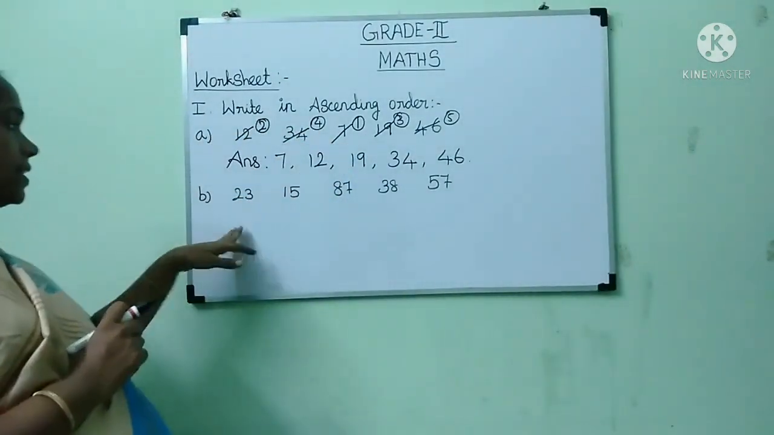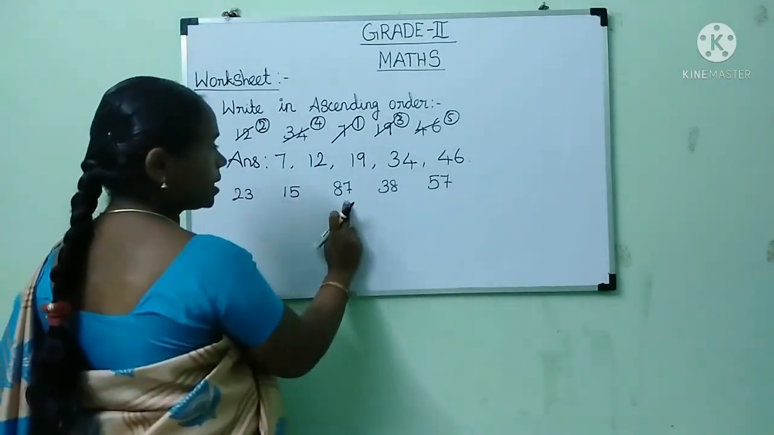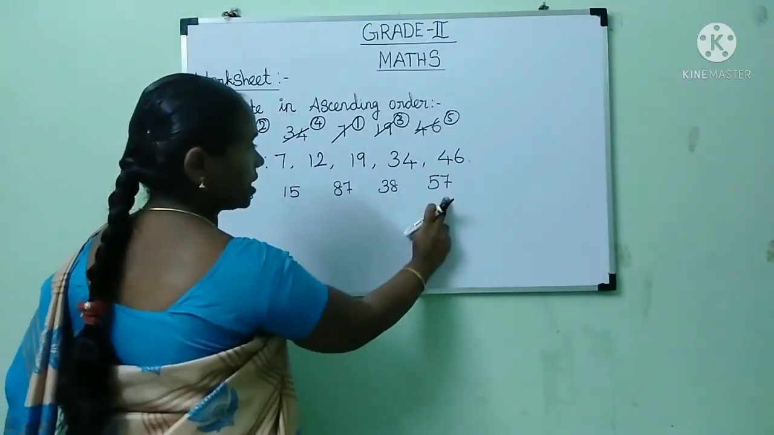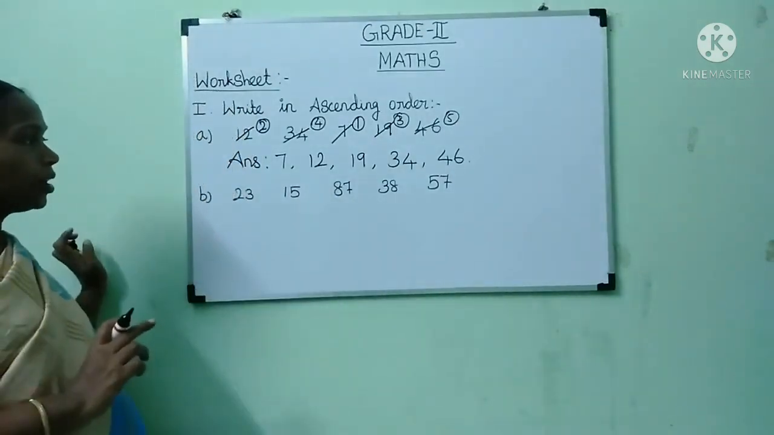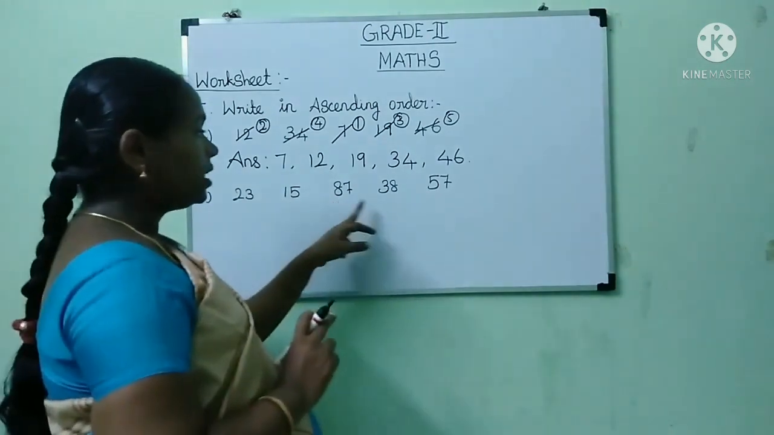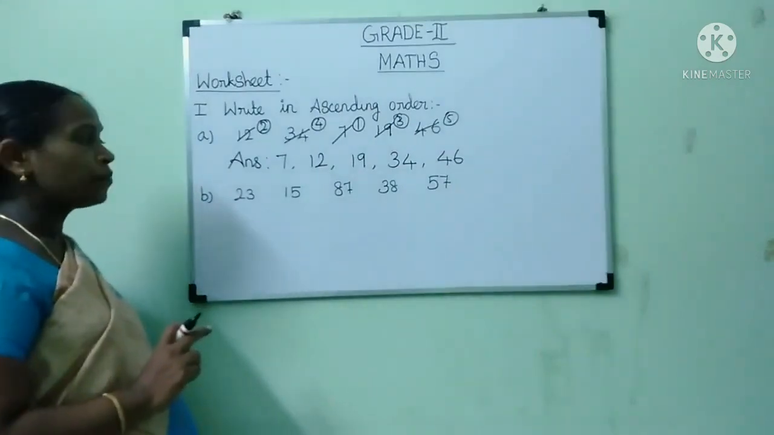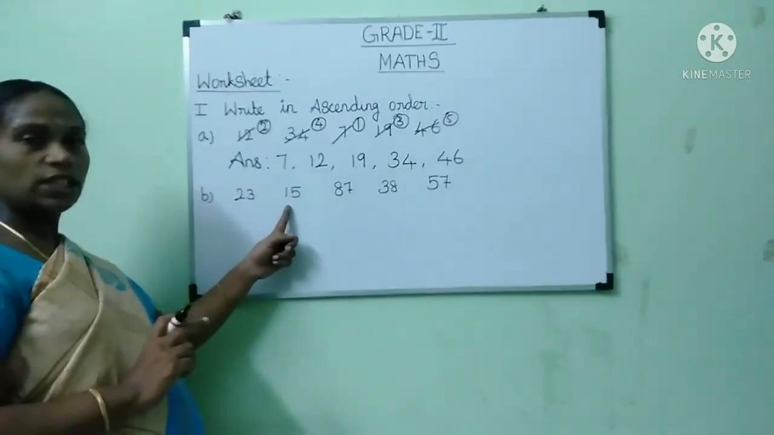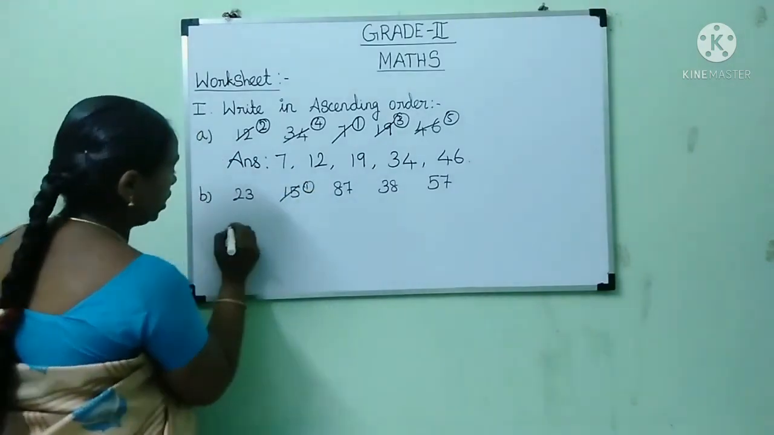Okay. The second sum: 23, 15, 87, 38, 57. Which number is the smallest number from these numbers? See in tens place 2, 1, 8, 3, 5. Which number is the smallest number? Yes, 1 is the very smallest number. So, you should write the first number is 15.